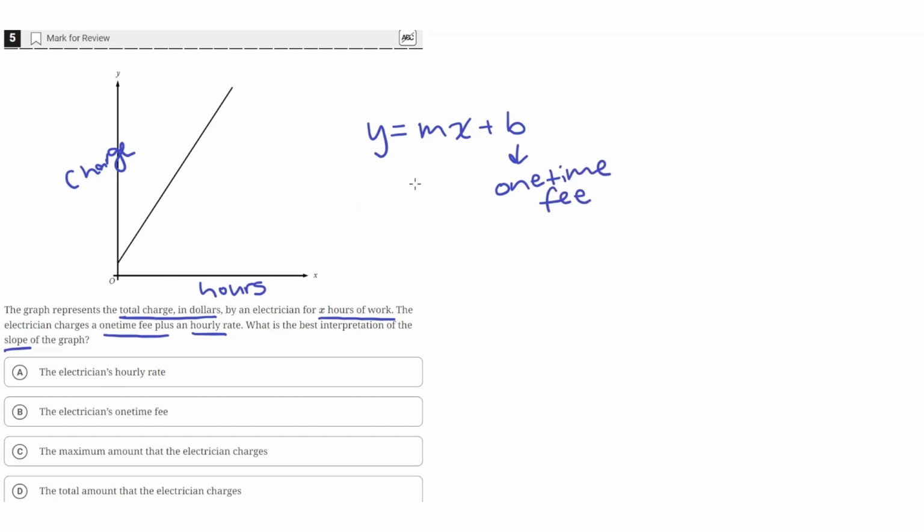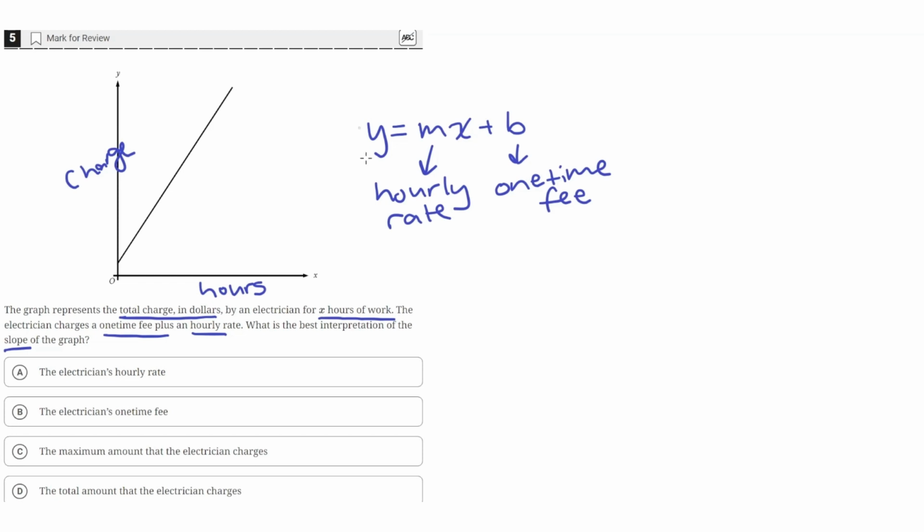And then the amount charged per hour is going to be the coefficient of x, because every time x increases by 1, the value of y increases by m. So m here is equal to the hourly rate.